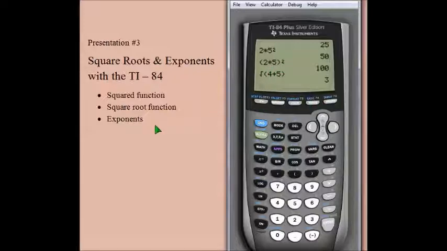Lastly, if we wish to raise a number to some other exponent, for instance, 2 raised to the 3rd, we use what I call the caret. We use this button right here. All right, so 2 to the 3rd, 2 raised to the 3rd power, and we get 8. 2 times 2 is 4, times 2 is 8. So to raise a number to a power other than 2, we use this button. Actually, we could use that button also.